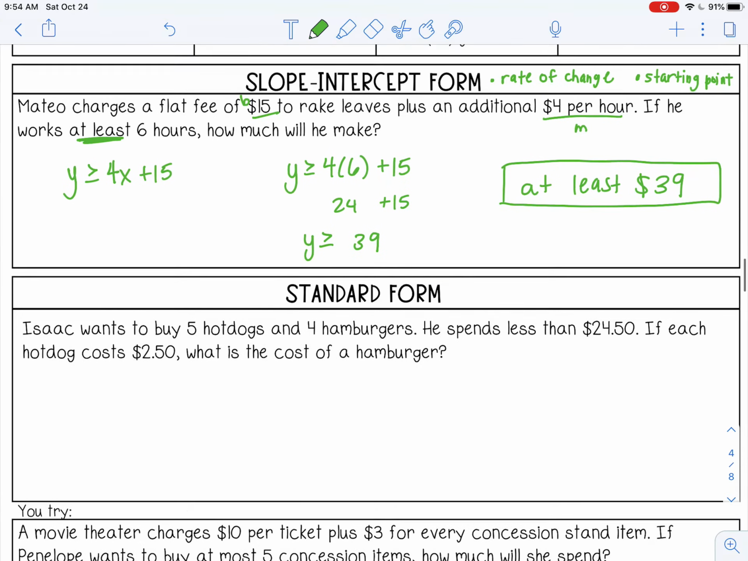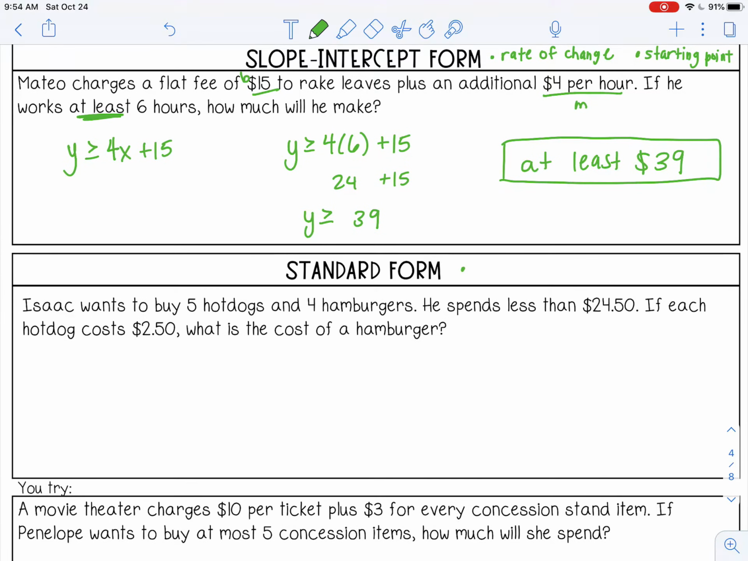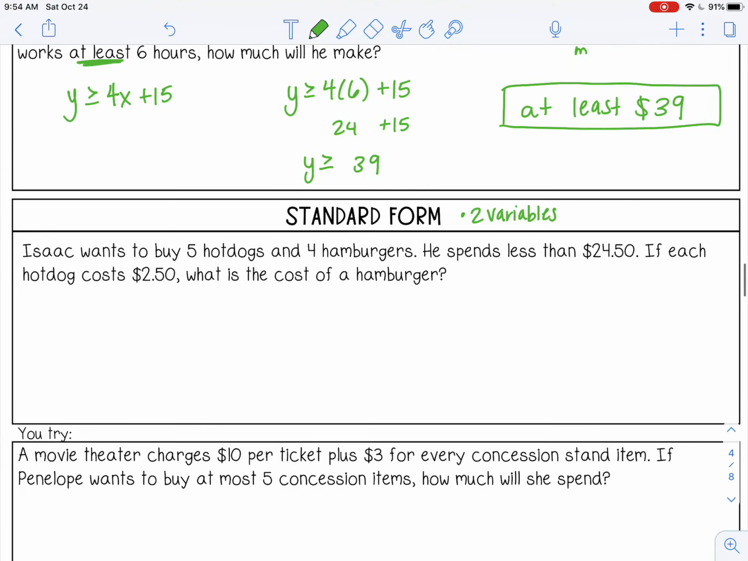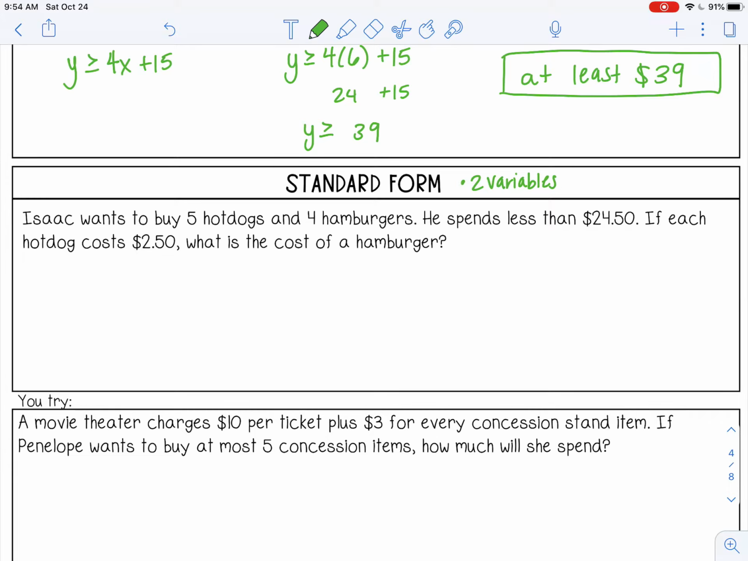All right, let's look at standard form. And remember, with standard form, you're looking for two variables like hamburgers and hot dogs, or child tickets and adult tickets. So Isaac wants to buy 5 hot dogs and 4 hamburgers. So hot dogs and hamburgers, if you want to write it out over here. That's our two variables.